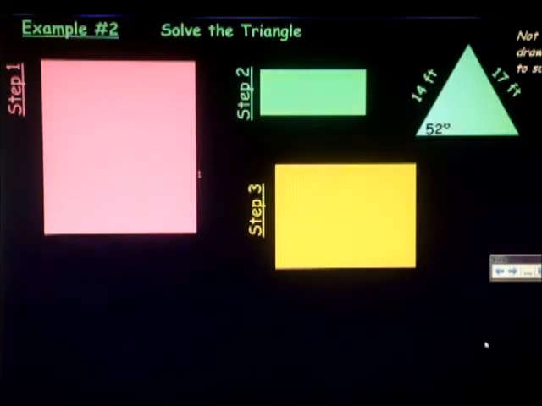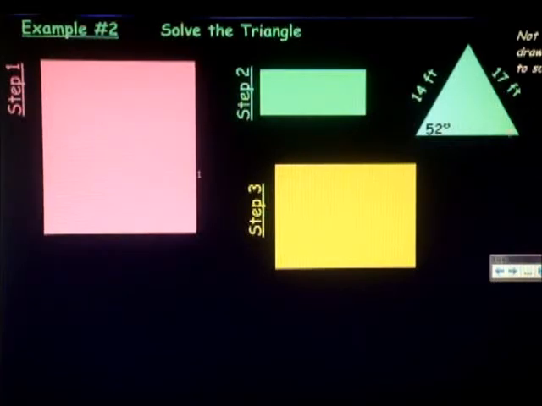Now, example 2 I'm probably going to spend some time in class talking about because it tends to be what we have the hardest time with. If we look at our triangle on the top right corner, we know an angle and we know two sides, and one of the sides is opposite the angle we know. When we're trying to solve one of these, we always have to start with the same first step.